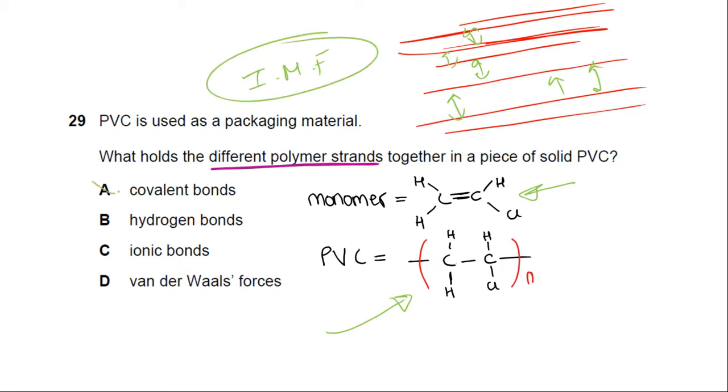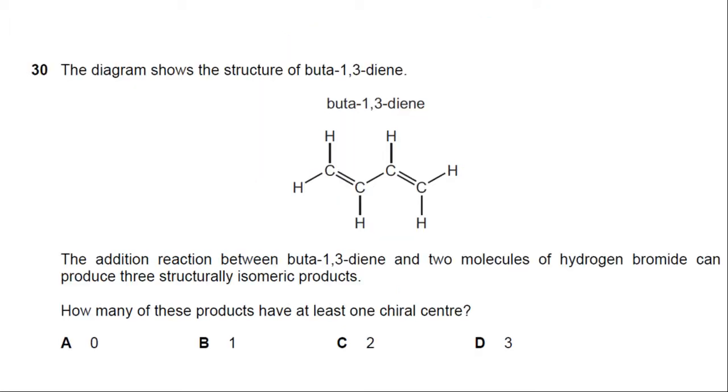And so it can't be covalent bonds, because that's not what holds different polymer strands together. It cannot be hydrogen bonds, because there's no hydrogen attached to oxygen or fluorine or nitrogen. It cannot be ionic bonds, surely, because it's covalent. And then yes, it can be van der Waals, because that exists in almost every polar and non-polar molecule. So we have to look for intermolecular forces of attraction, because it said different polymer strands, and so the answer would be D. Okay, last question.